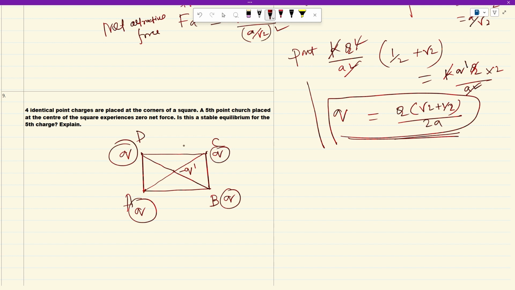Stable equilibrium means what? You need some concept of stable equilibrium. If you perturb the system, if you displace this charge slightly in any direction, then the restoring force will be directed towards O. If it is directed towards O, then it will be in stable equilibrium. In general, this is not possible. I'll tell you why. Then it will never be in stable equilibrium. If we take this charge minus Q dash from here to here, displaced slightly, we have taken it to O dash.